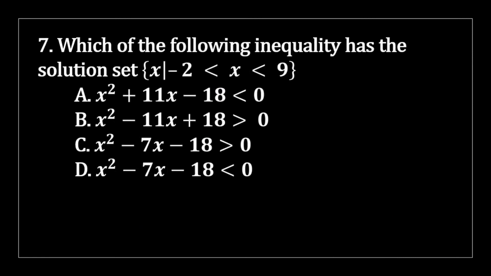Number 7. Which of the following inequalities has the solution set of x such that x is greater than negative 2 and less than 9? So we have negative 2. Let's draw it first. This is the line. So we have negative 2 and 9. So the values of our x should be between these.